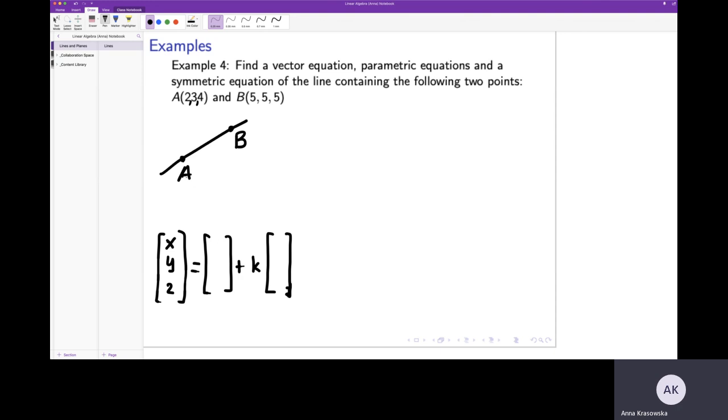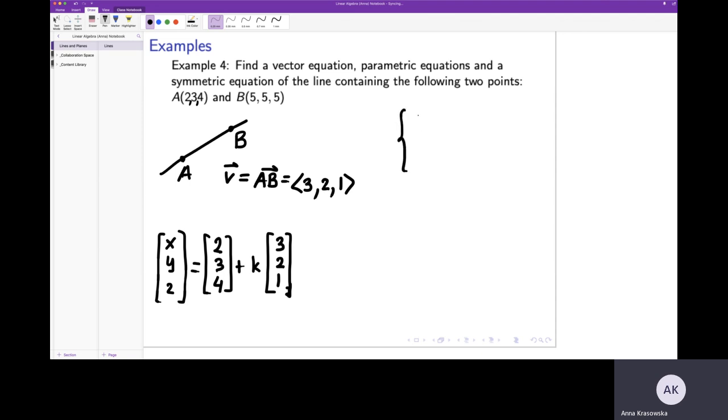So for the point we can take any of those two. We know it's not unique, it could be A, it could be B, or we can find any other point, but we'll put A, (2, 3, 4). And what is the vector which will be parallel to that line? It will be vector AB. Okay. What is that? (5 minus 2, 5 minus 3, 5 minus 4), that is (3, 2, 1). So that's the vector equation.